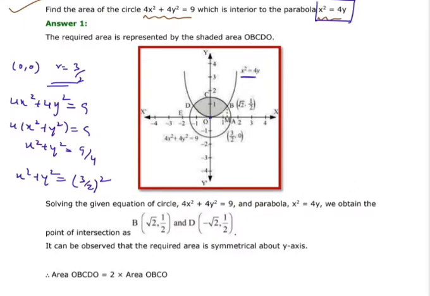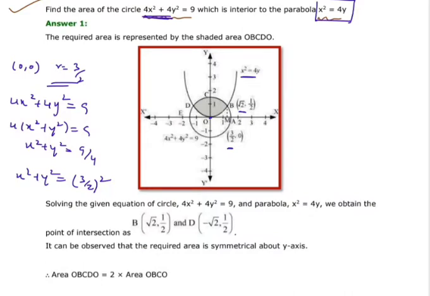Now we have to find the points of intersection of the circle equation and the parabola, by substituting 4y for x square in this equation and we will get the values. It is in the form of a quadratic equation. Already we have solved this one also, so it is basic calculation. Once we solve this, we get the point of intersection.